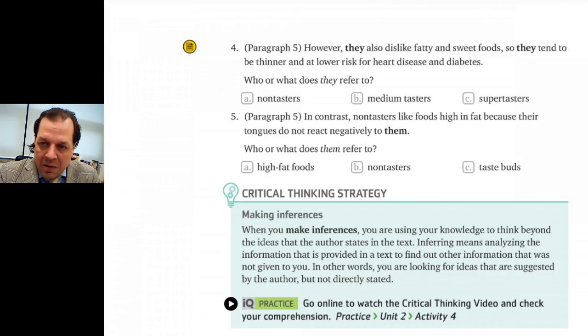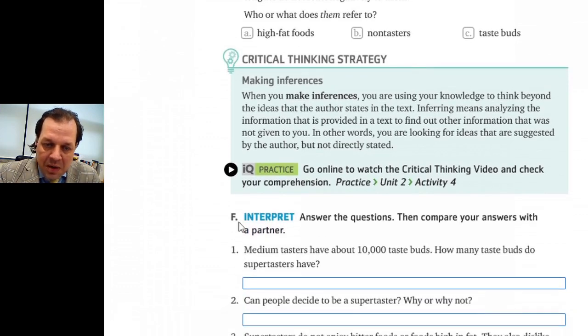There is a critical thinking strategy that comes with a video. You know what, we can watch this together. But this is about making inferences, and you'll see this word a lot, inferences. Inferences is kind of like saying an educated guess. When you infer something, you have a bit of information, but you still need to fill in the blank.